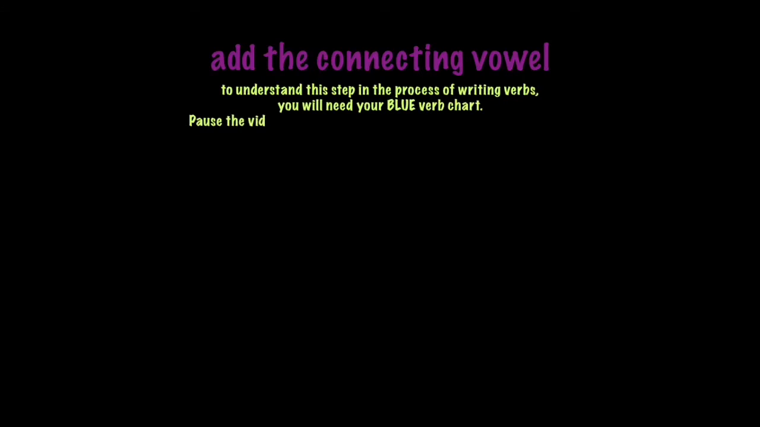Now let's take a quick look at the second step in learning to conjugate Latin verbs, adding connecting vowels. To understand this step in the process of writing verbs, you will need your blue verb chart. Pause the video now and get it from your notes or the teacher, or use the electronic copy attached to this lesson.